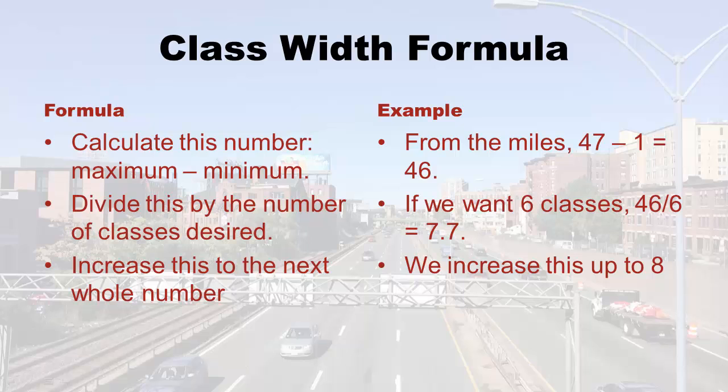3, 4, 5, 6, 7. Usually something in that range is a good number of classes. So let's pick 6 just for fun. So we'll take that 46 number we got, and we divide it by 6, and we get 7.7.